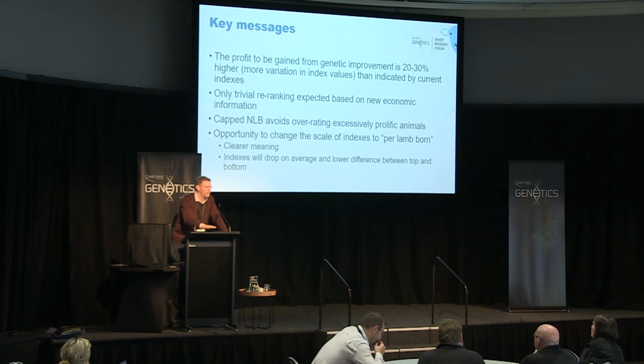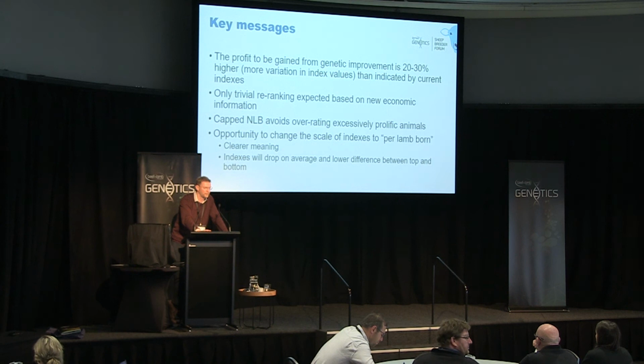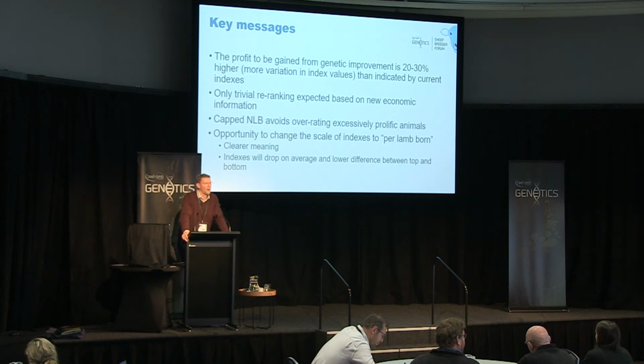Yeah. All right. Change it to lamb per lamb born. Brilliant, no brainer. And I'm just not comfortable with the reduction of the weaning weight. 90% of the clients I sold rams to, the first question was with growth, what's their weaning weight data, EBVs, etc. I understand why you did it, but I don't agree with it.